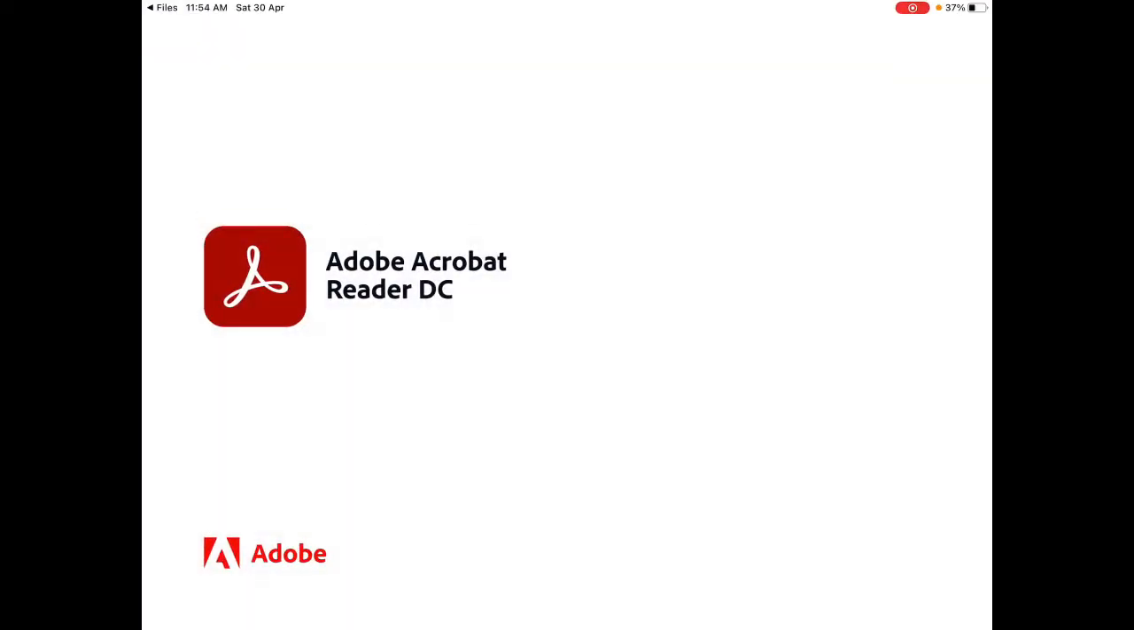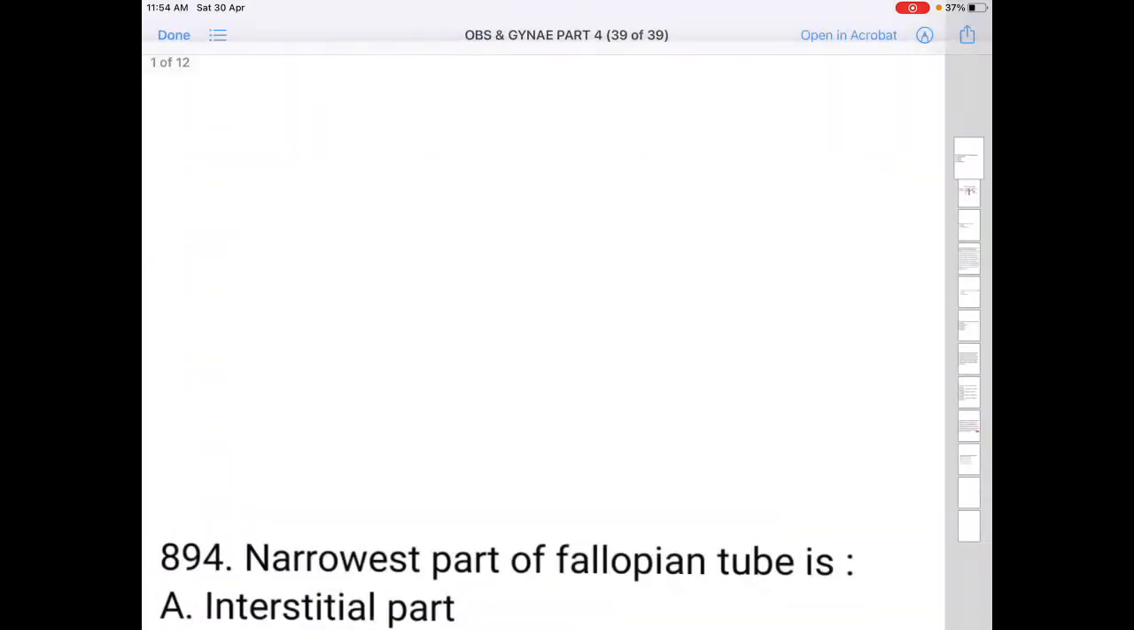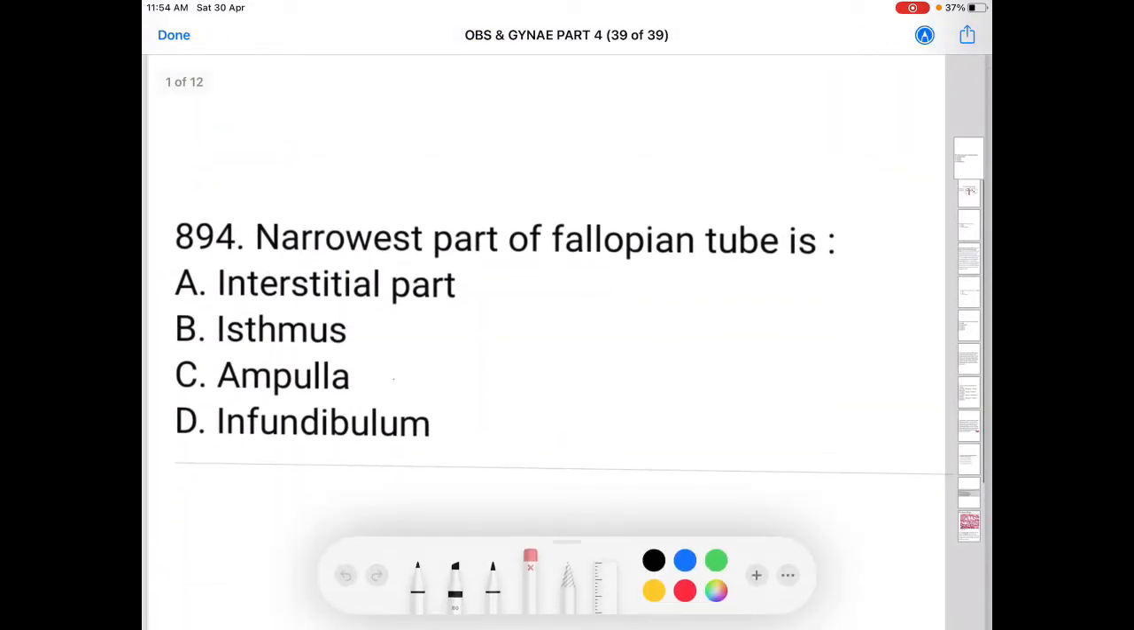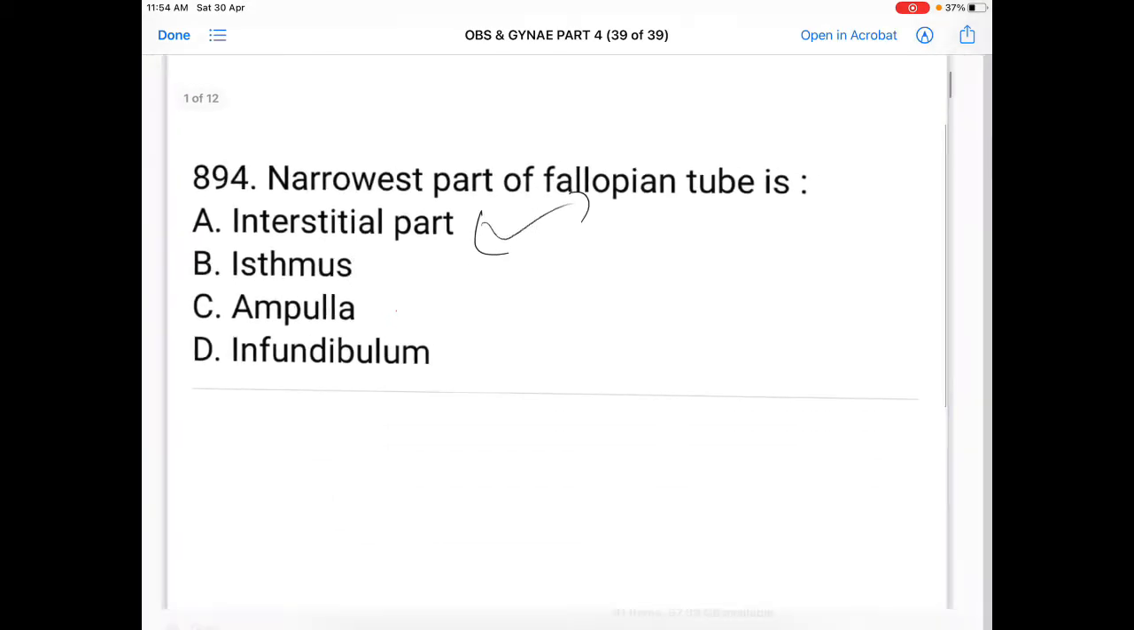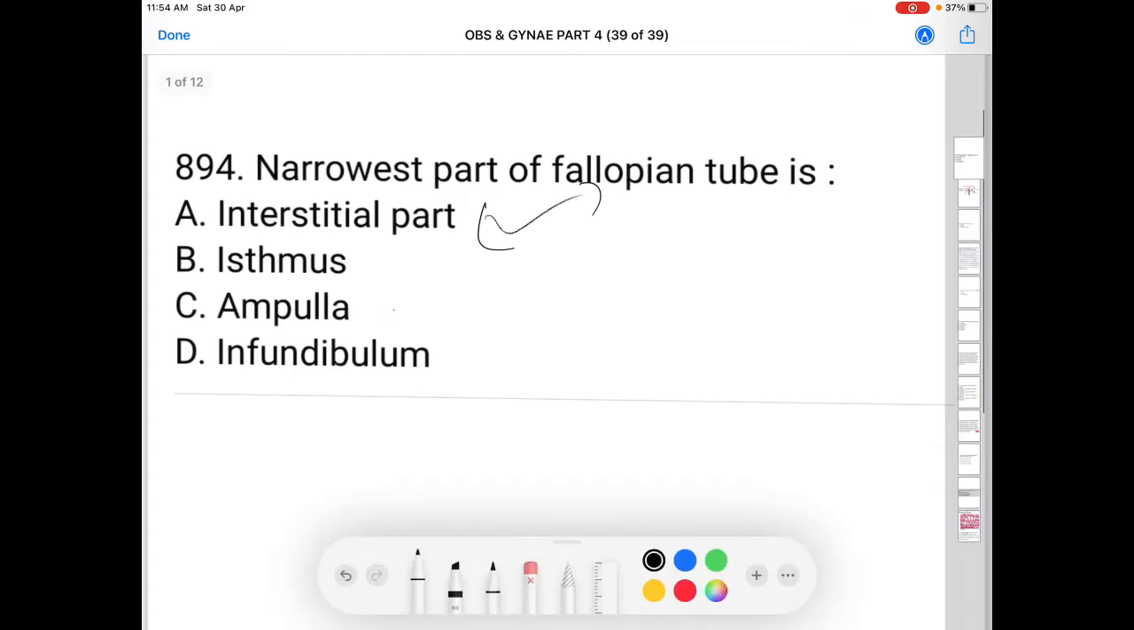The correct answer here is A. A is the correct option. I'll be discussing in brief about the various parts of the fallopian tube. This interstitial part is also known as the intramural part. There are 4 parts of the fallopian tube. First one is the interstitial part or intramural, which is the narrowest, and then isthmus, ampulla, and infundibulum.